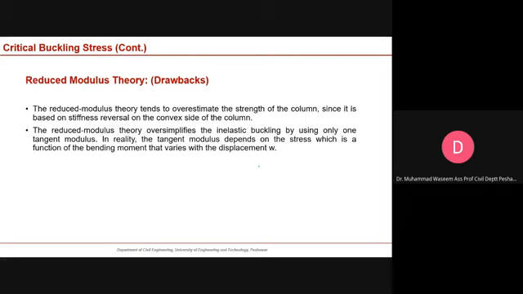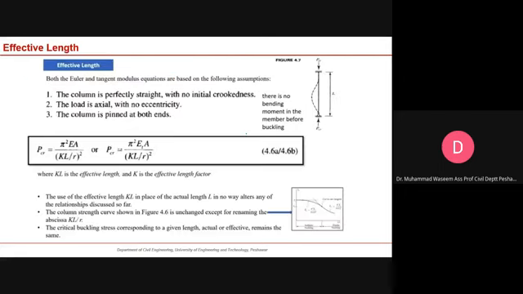It also had some drawbacks. What are the drawbacks of using the reduced modulus theory? It overestimates the strength of the column, and otherwise it oversimplifies the inelastic buckling. So these two theories have these drawbacks. Okay, so let us come to the Euler. Is that clear to all of you?